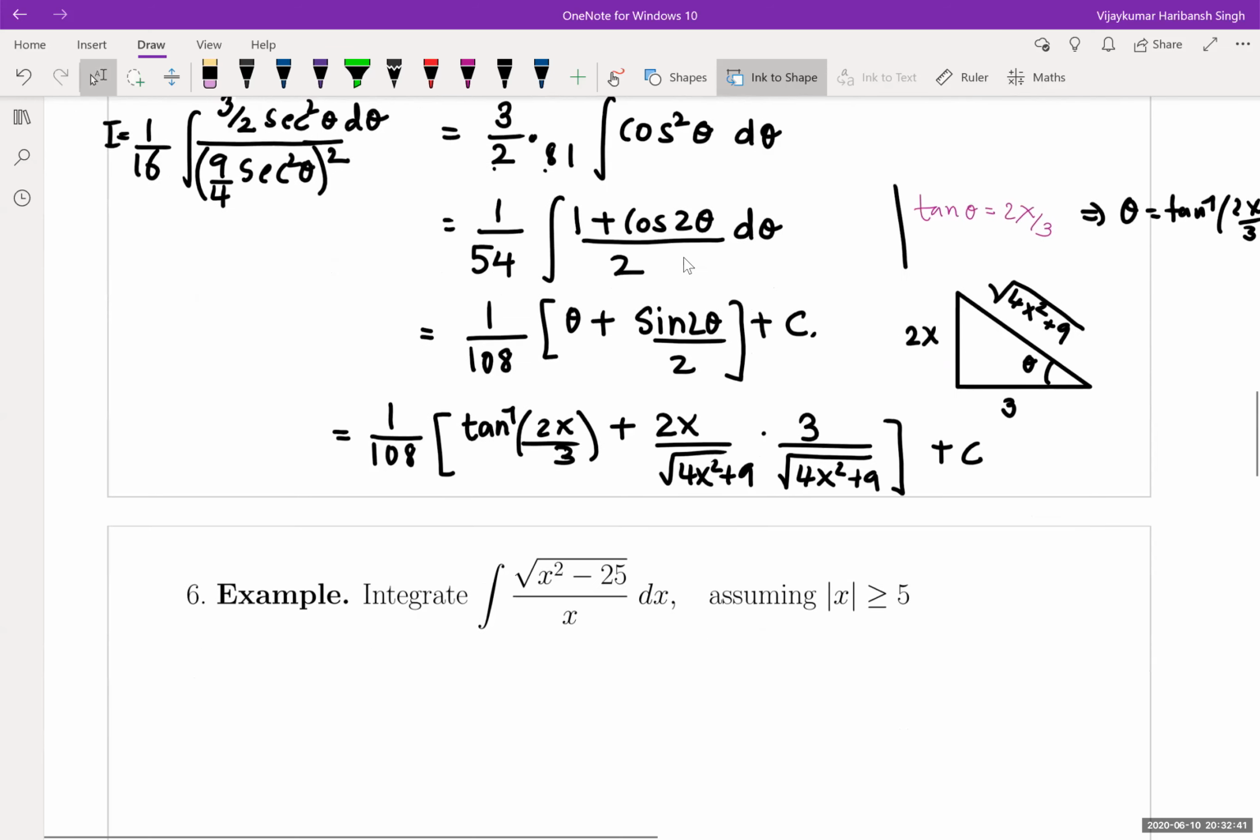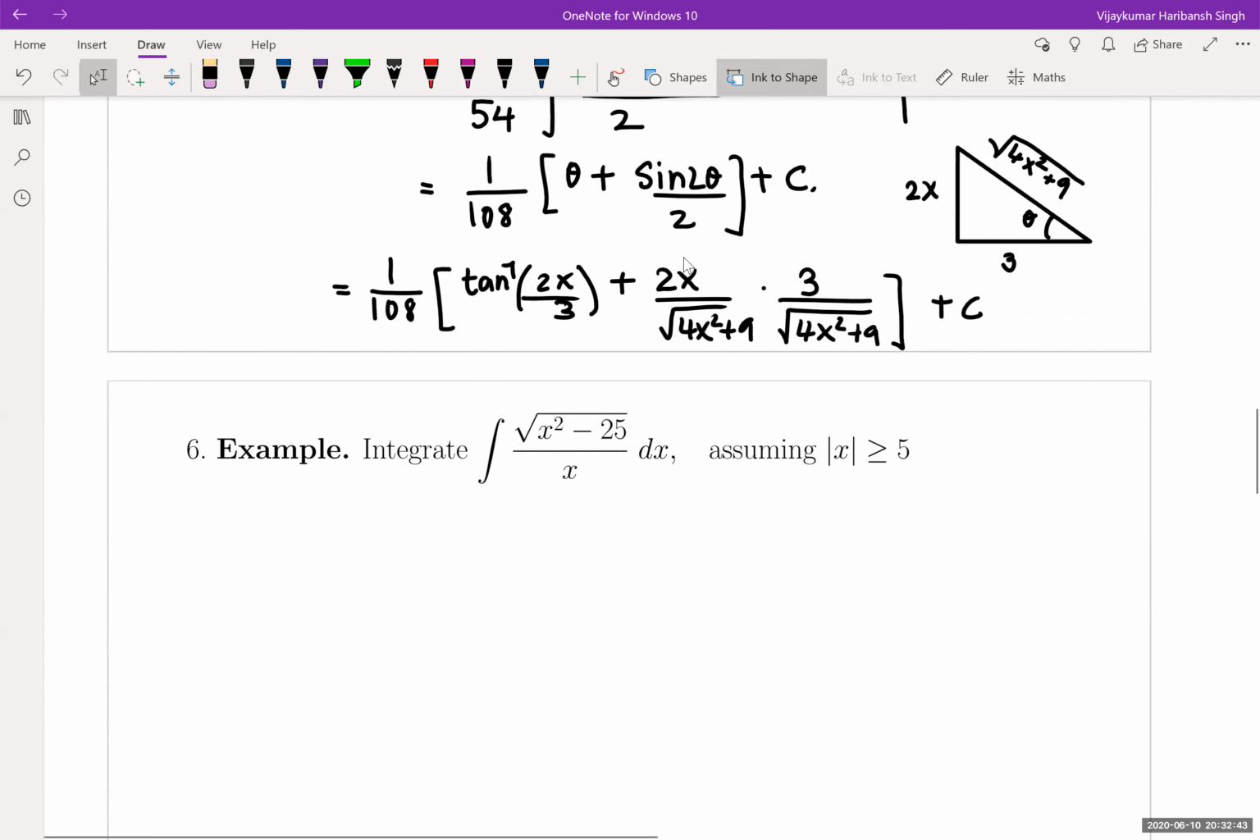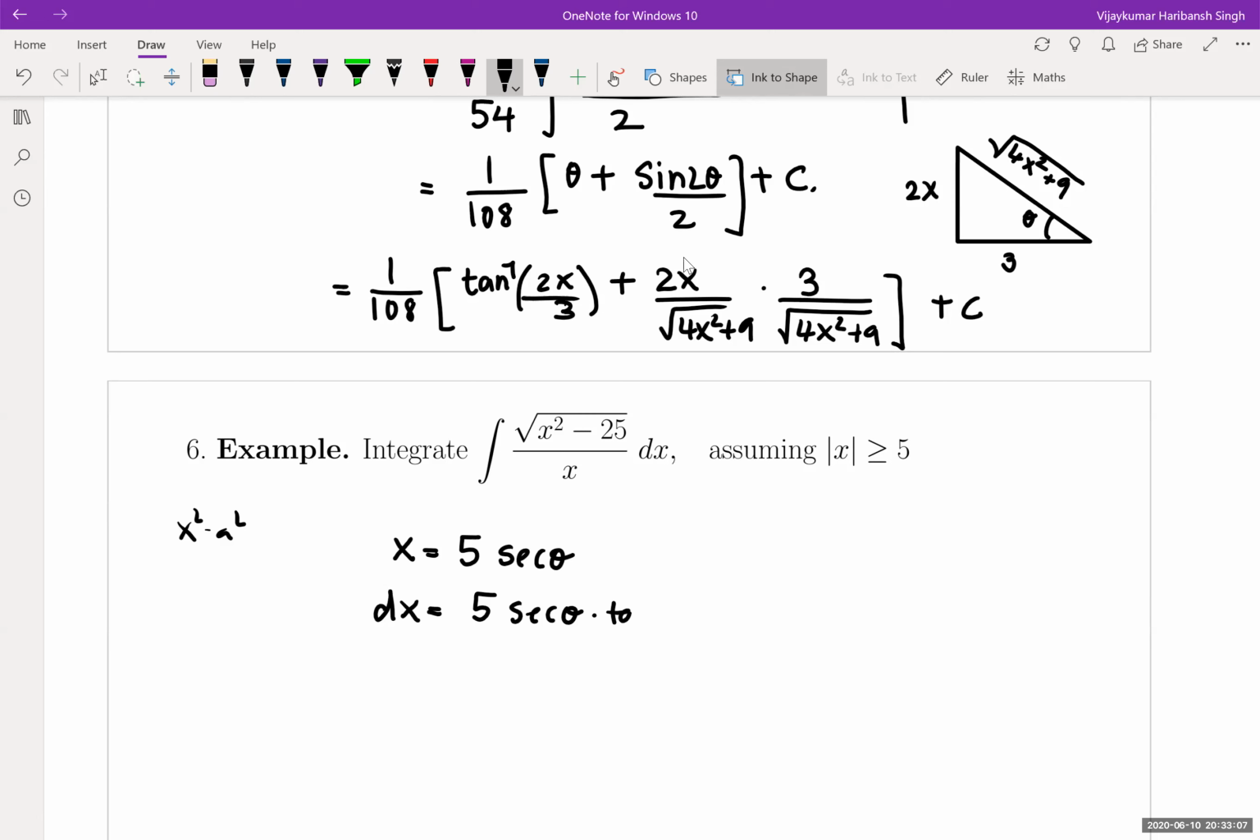Now let's move on to the next problem. So we want to integrate this. Now what form do we have? We have x squared minus a squared, right? So in this case, we'll take x equals 5 secant theta. So therefore, dx becomes 5 secant theta tan theta d theta.